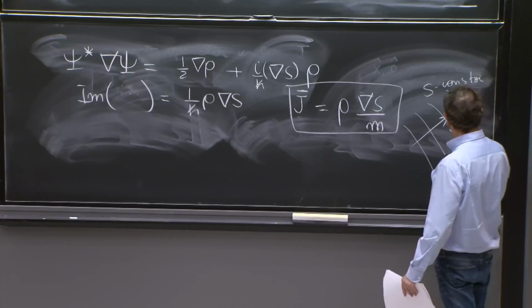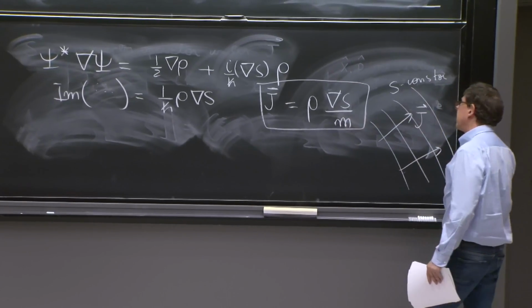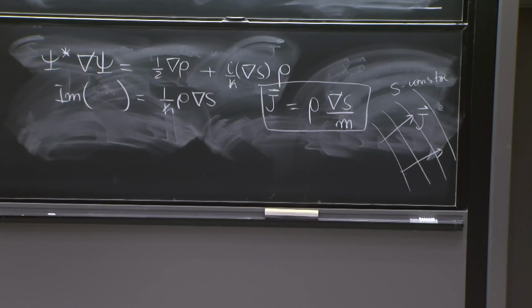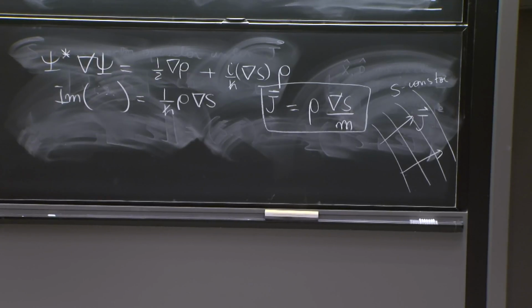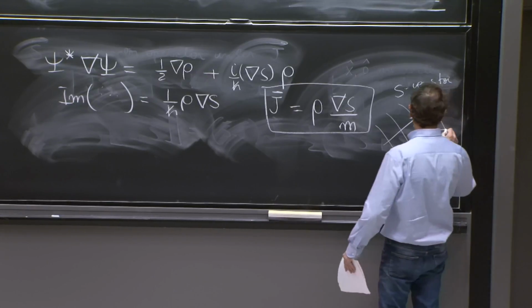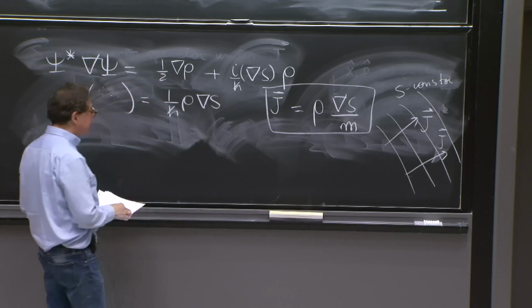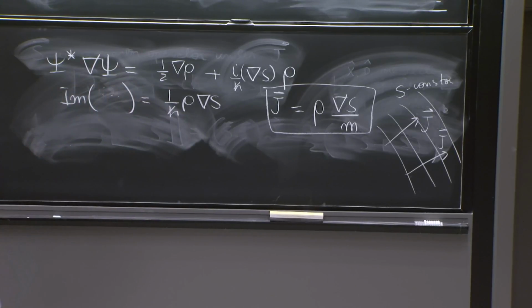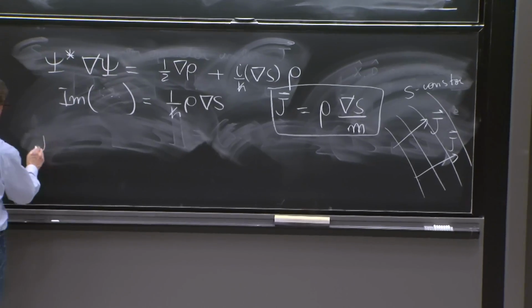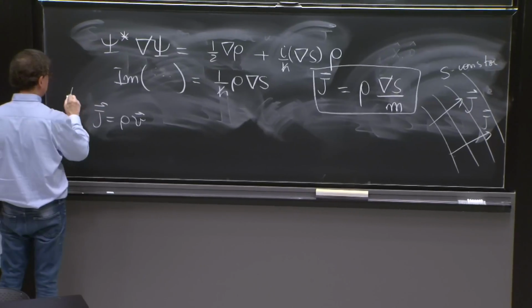So the current is proportional to the gradient. The gradient of a function is always a normal vector to the surfaces of constant value. So the current is orthogonal to the surfaces of constant phase. If you have a fluid mechanics interpretation, J is rho V in fluids.